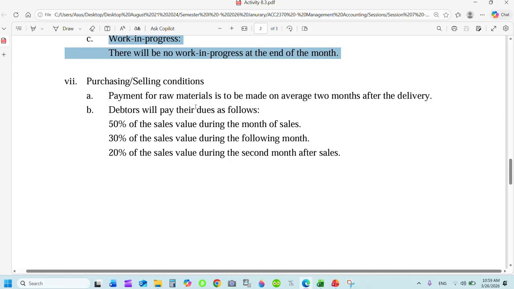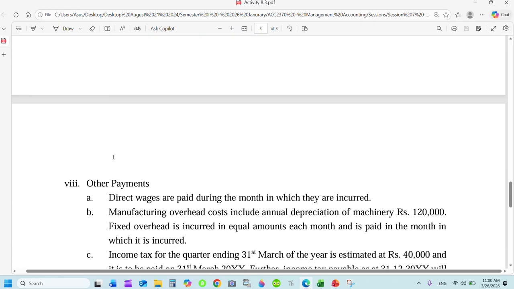When it comes to sales, we know 20% is on cash basis, 80% on credit basis. Out of the credit sales, 50% is collected in the same month, and 30% of the credit sales is collected in the following month, and 20% of the credit sales will be collected 2 months after the sales.